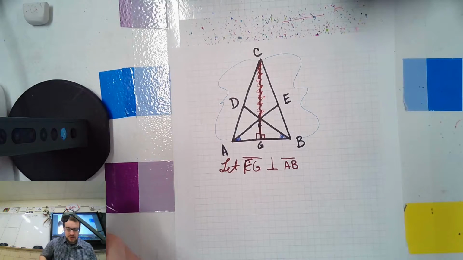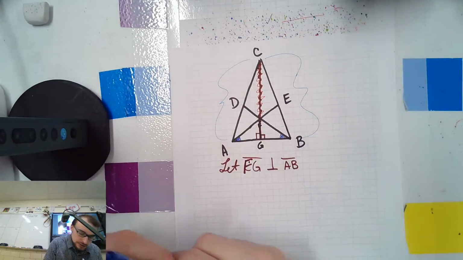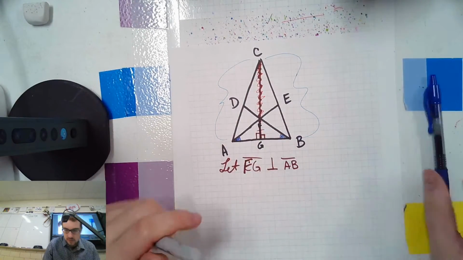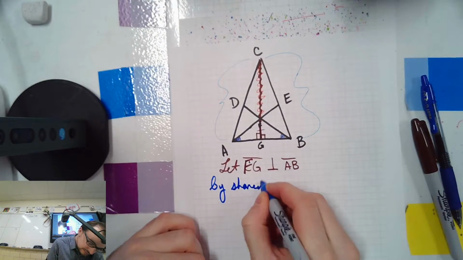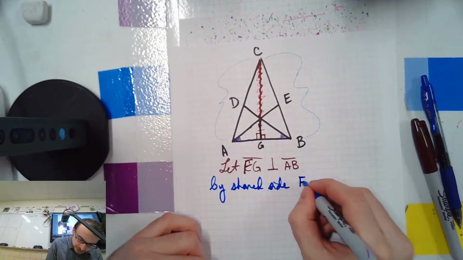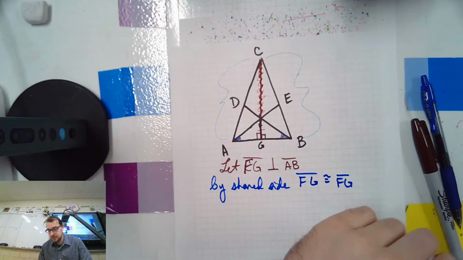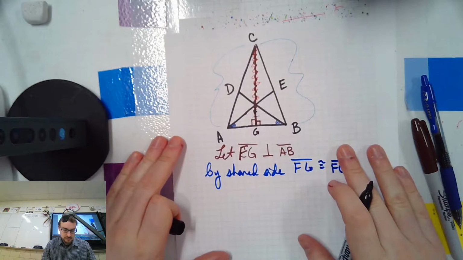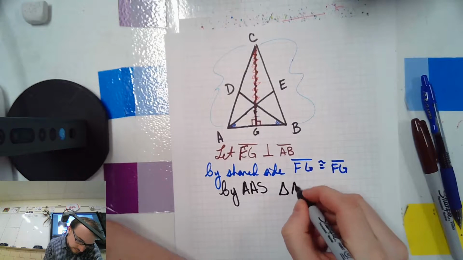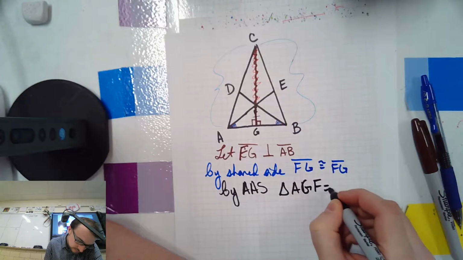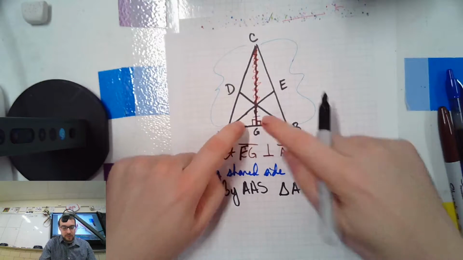All right, so let that happen, and then now you're saying we have a shared side. Yes. So we've got shared side here. So by shared side, FG congruent to FG. Cool. And then what? And you should have enough for AAS, which will solve both of the triangles equal. Okay, so those two triangles down at the bottom are congruent because we have angle, angle, side.